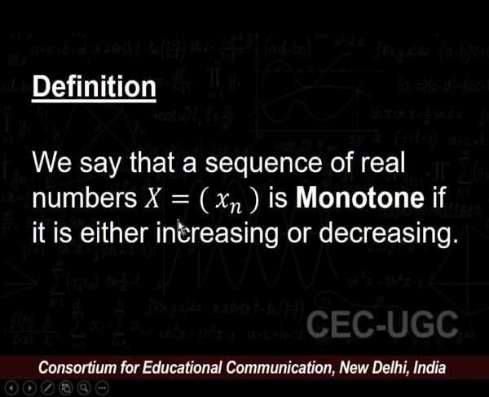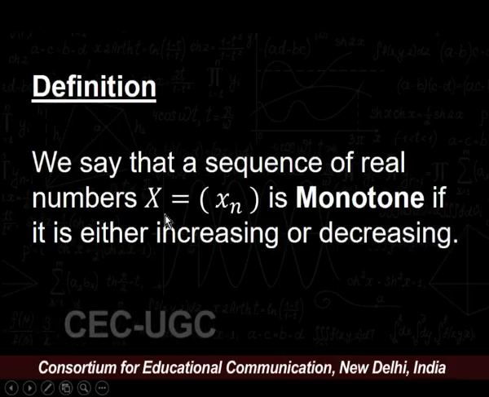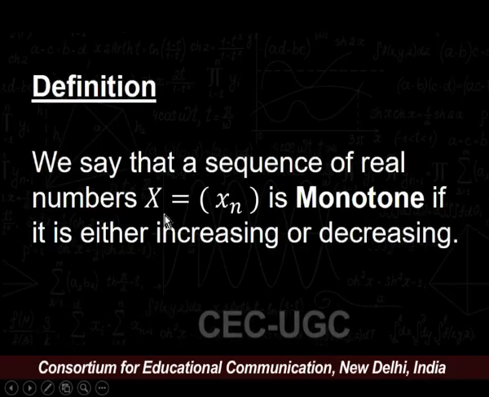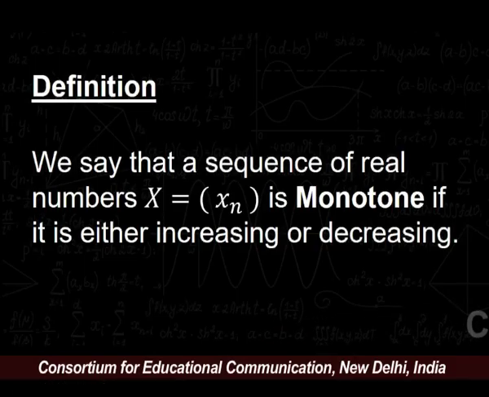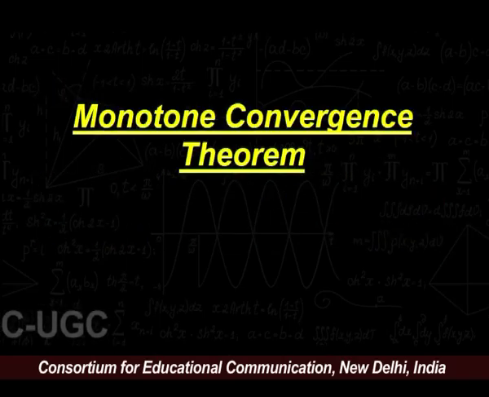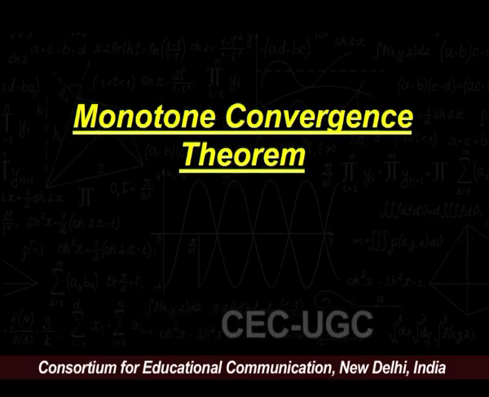Our monotone sequence is either increasing or decreasing. We say that a sequence of real numbers x = (x_n) is monotone if it is either an increasing sequence or a decreasing sequence. Now, let us start with the monotone convergence theorem.